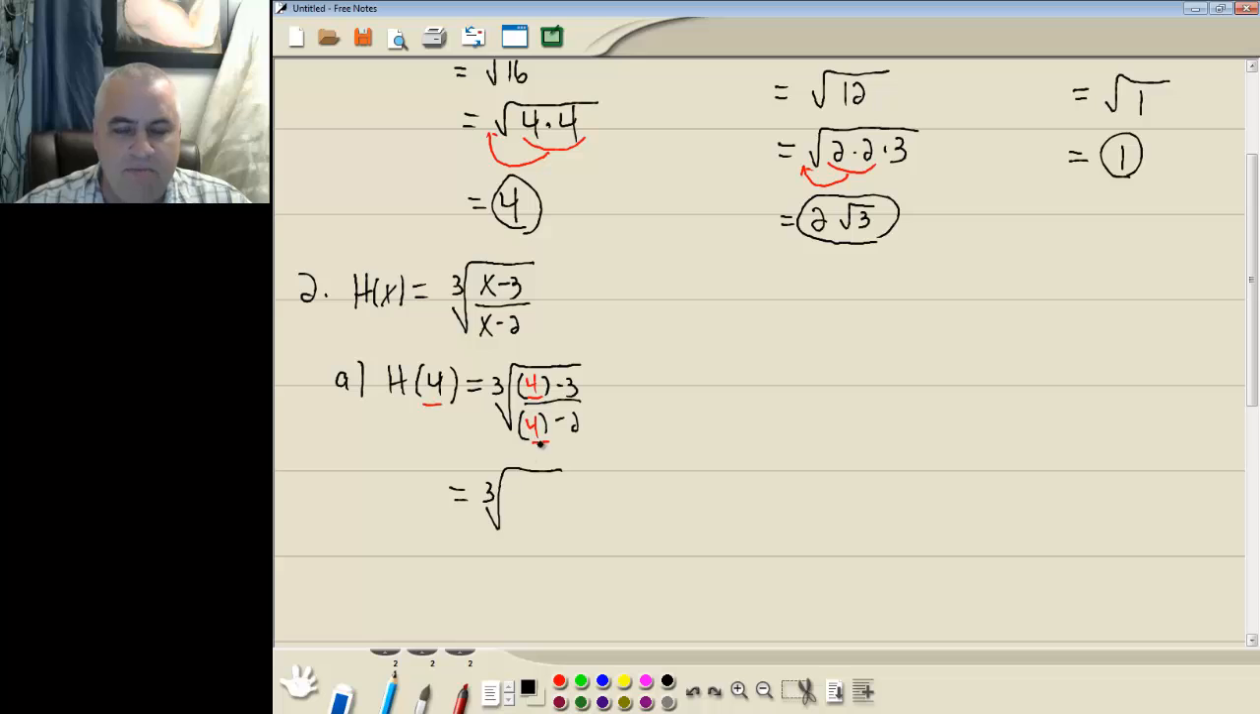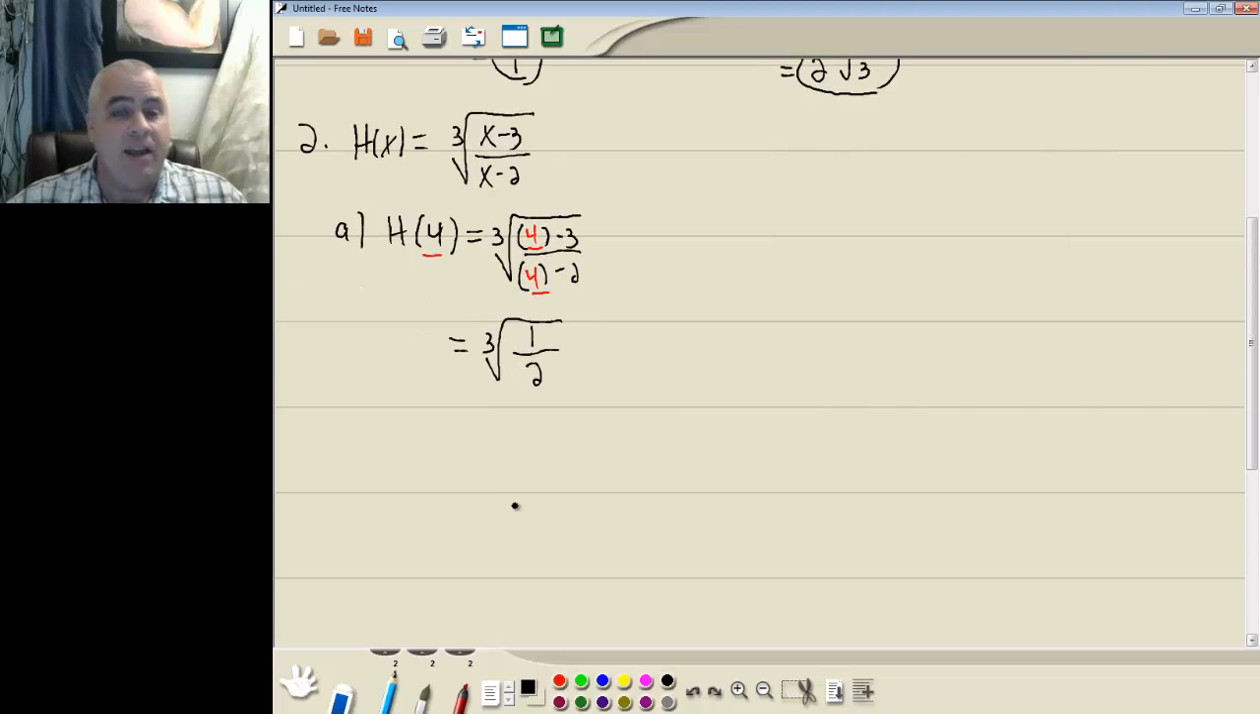So we're going to have the cube root. 4 minus 3 is 1. 4 minus 2 is 2. Now remember on our simplifying, when you've got fractions and radicals, you've got two basic ideas. You can't have a radical in your denominator. You cannot have a fraction inside of your radical. Well, we've got a fraction inside of a radical. So we can split this up. We can put a radical right on top. So we've got the cube root of 1 over the cube root of 2. Well, we got rid of the fraction inside the radical, but we put a radical in the denominator, which we can't have.